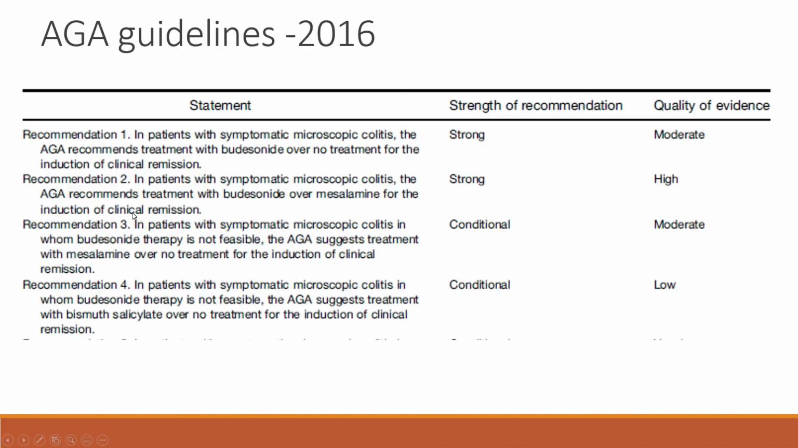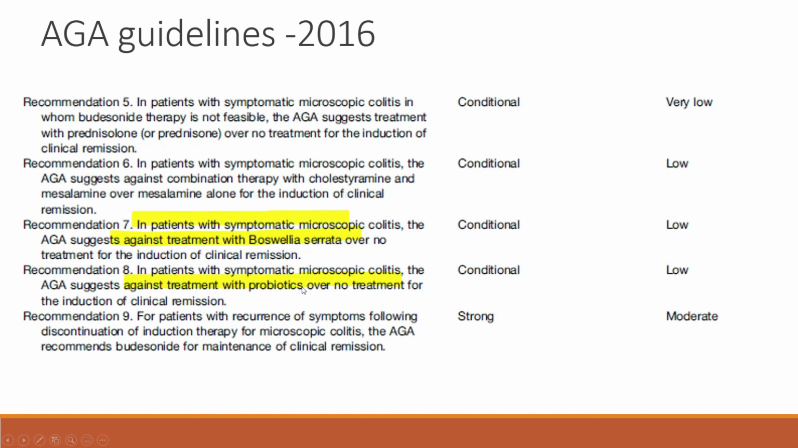Okay, so I'm not going to go over this. I just listed some points from the guidelines. So budesonide, and if budesonide fails, mesalamine or bismuth subsalicylate. They don't recommend either probiotics or treatment with Boswellia serrata. This became popular in the early 2000s, but the study found a response of 44% versus 27% in placebo, and there were more side effects. So that's why they say we don't recommend that. It's very low quality evidence and a conditional recommendation.